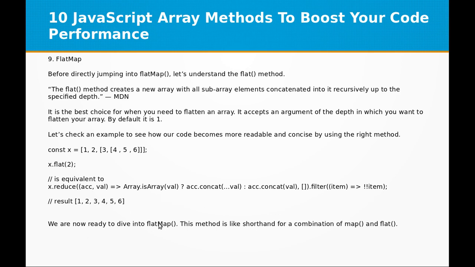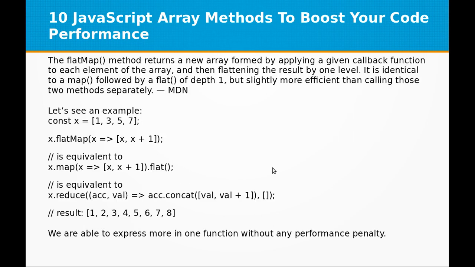So we are now ready to dive into flatMap. This method is like a shorthand combination of map and flat. The flatMap function returns a new array formed by applying a given callback function to each element of the array and then flattening the result by one level. It is identical to map followed by a flat of depth 1, but slightly more efficient than calling those two methods separately. Let's see an example.